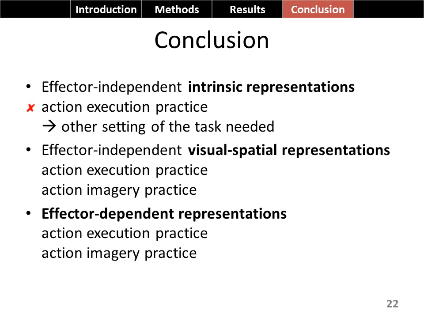What we did observe were effector-independent visual spatial representations. They were observed in both action execution practice as well as in action imagery practice. Effector-dependent representations, however, were observed in action execution practice but not in action imagery practice.